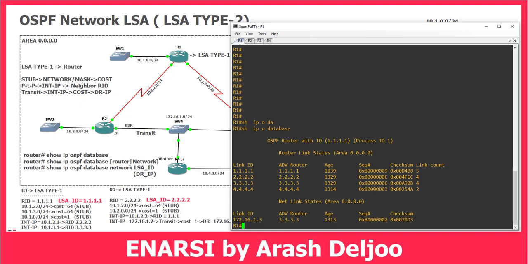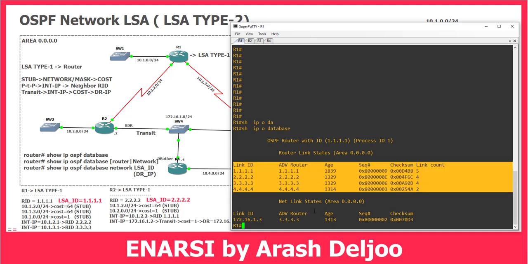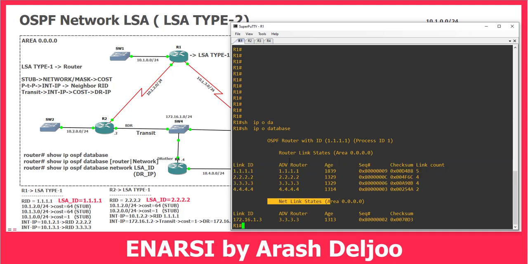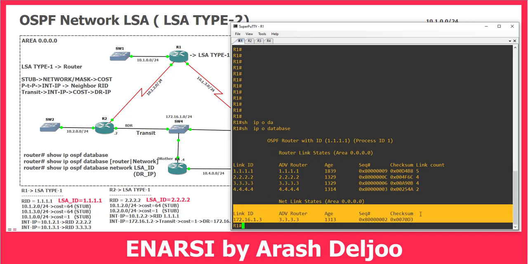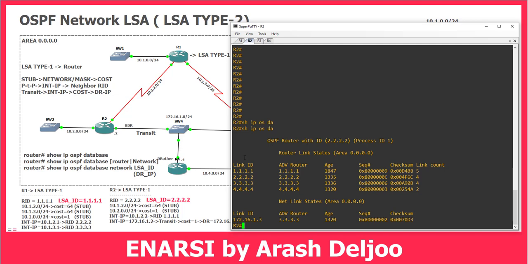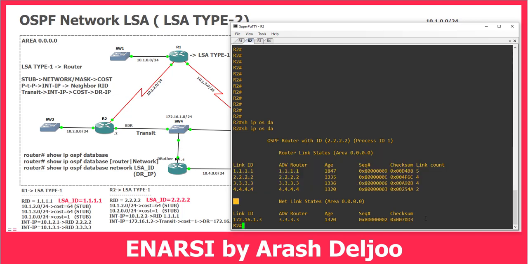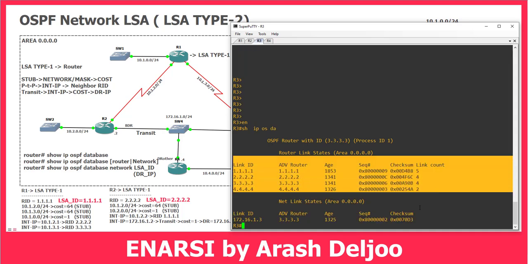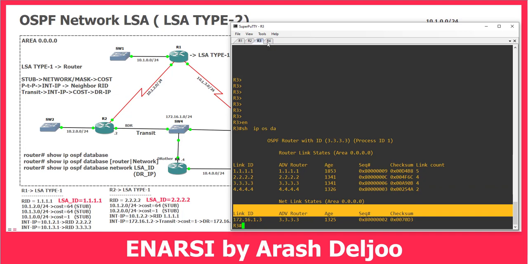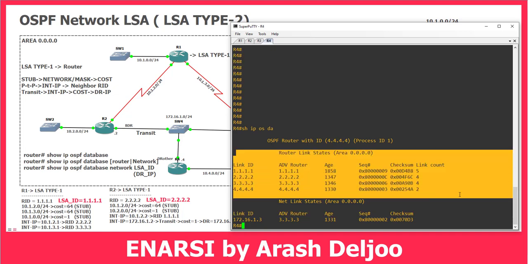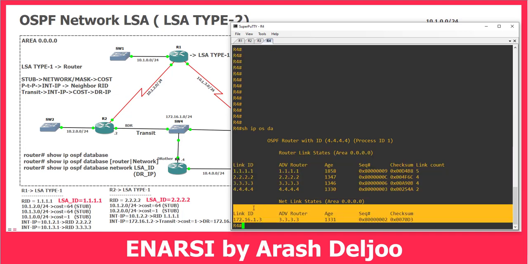Here we have 4 LSA type 1 in router 1, and 1 LSA type 2. Here we have 4 router link states and 1 network link state. In router 2, again we have the same 4 router link states and 1 network link state. In router 3, again we have 4 router link states and 1 network link state. And finally in router 4, we have 4 router LSAs and 1 network LSA.